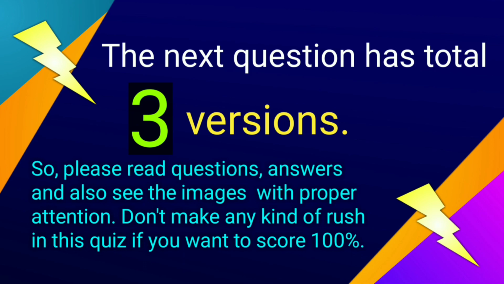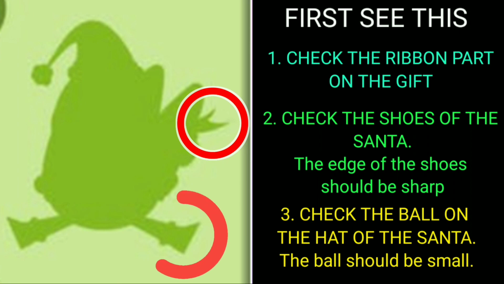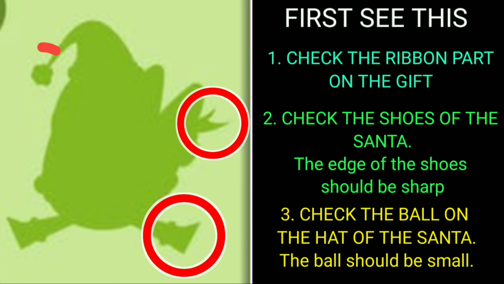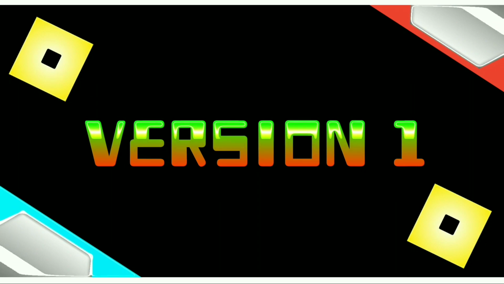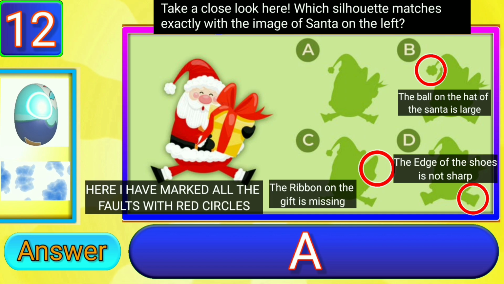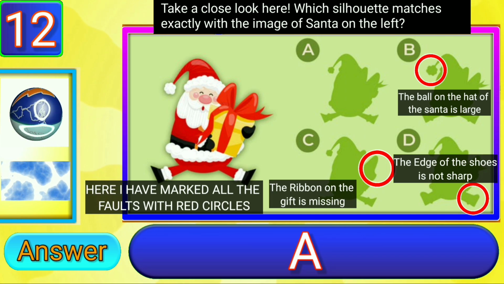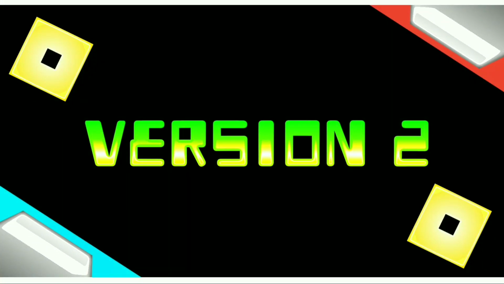The next question has total 3 versions. For this question, you have to check first the gift ribbon of the Santa, then you need to check the shoes of the Santa, then at last you need to check the ball on the hat of the Santa. Version 1. Question: take a close look here. Which silhouette matches exactly with the image of Santa on the left? Answer A.